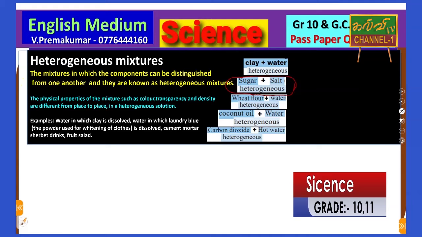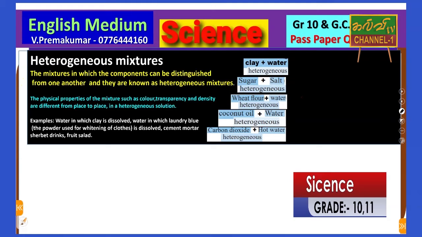Then wheat flour and water, this is like a solution, right? Sometimes at your home or school, when you prepare gum using wheat flour, you can find sedimentation there. If you add more water and give it time to precipitate, you can find the top part is clean, and the below part is a concentrated area. And coconut oil and water.